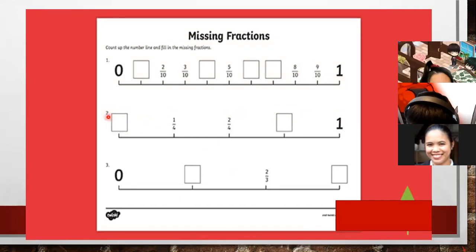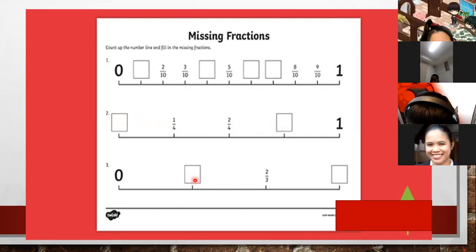Okay. And this one? 3/4. 3/4. Okay. And number 3? What is this? Number 3? 1/3. Okay. 5/5. And this one 5?